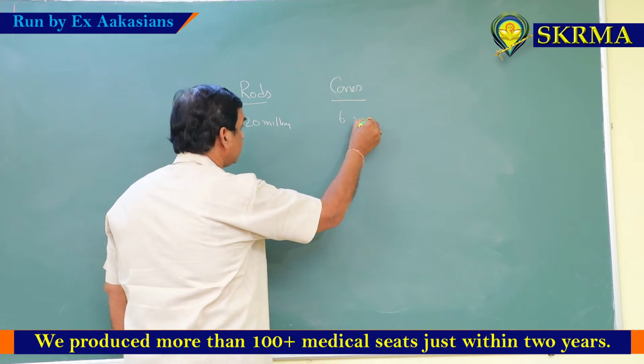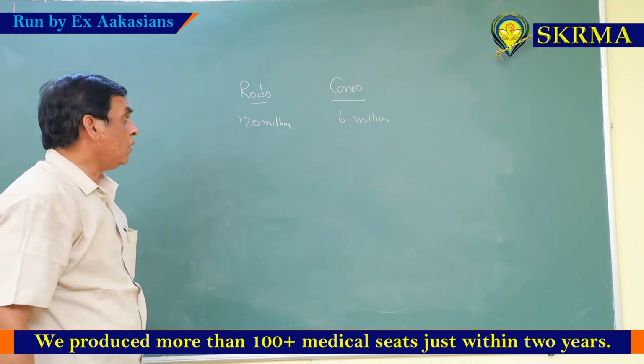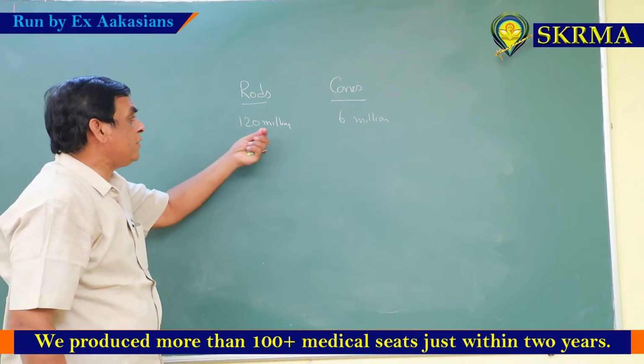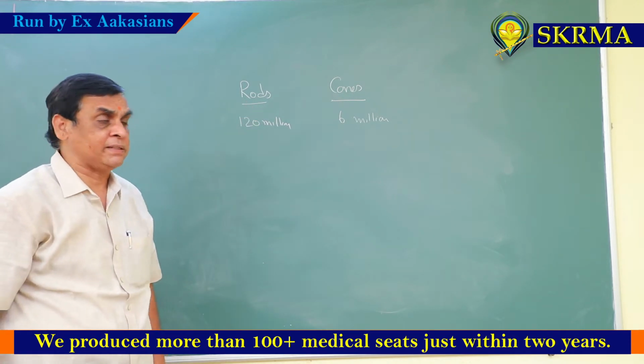Now, rods are more in number, that is 120 million are present. Cones are 6 million. So, the ratio is 20:1, or 120:6, so we can take it that more rods are present.